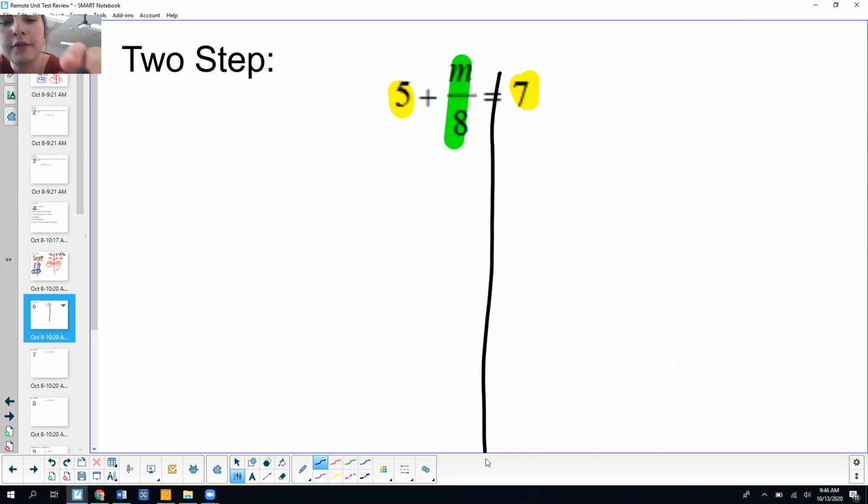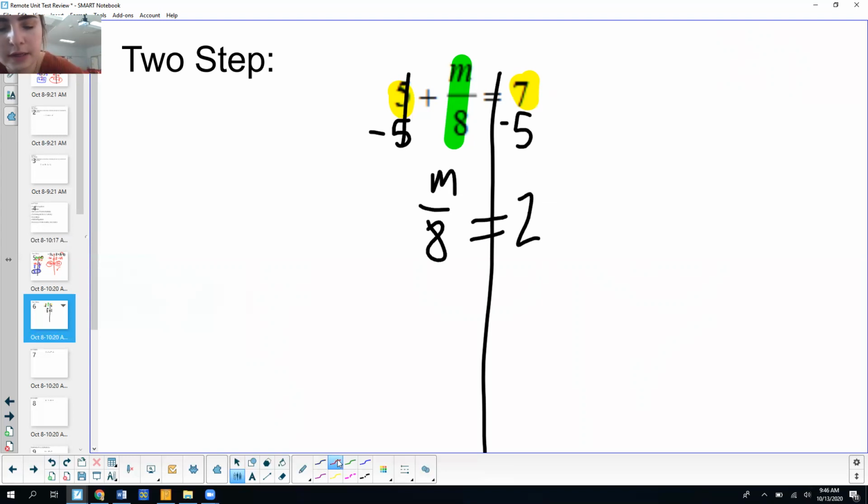So I want to go ahead and move everything away from m, but before I can get rid of that 8 or anything, I need to move this 5 over to the right. And I want to do that so I can get all of my constants on one side of the equal sign, all of my variable terms on the other side. So I'm going to move 5 by subtracting 5 from both sides, because 5 minus 5 cancels. I'm going to bring down my m divided by 8 equals 7 minus 5 gives me 2.